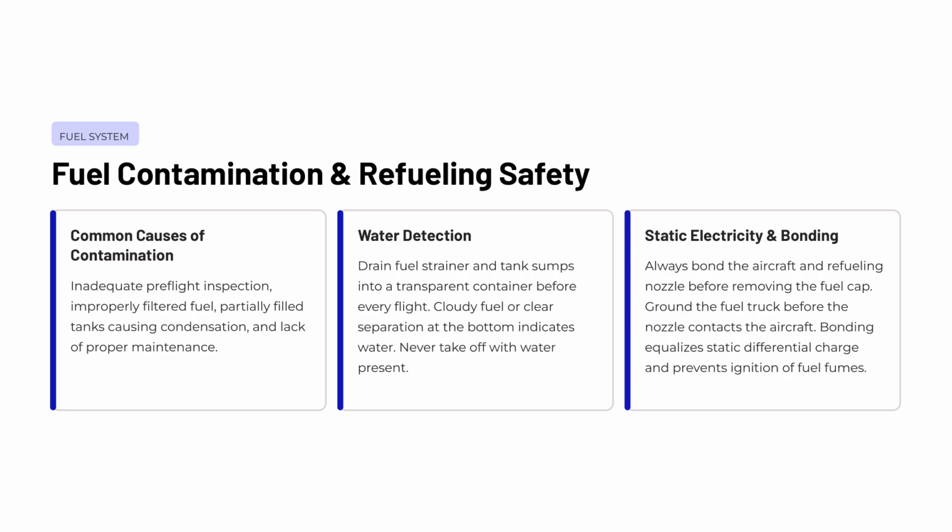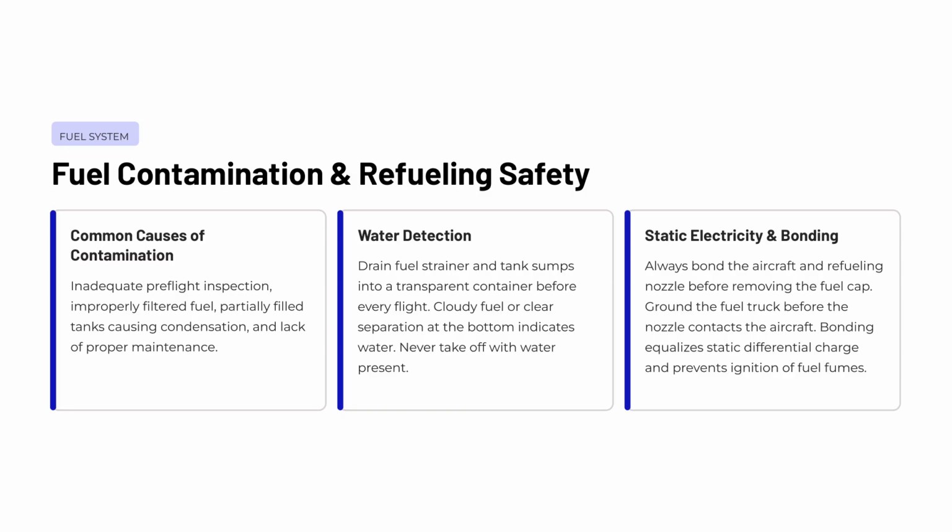Before every flight, you must drain the fuel strainer and each tank sump into a transparent container and carefully examine what comes out. If the fuel appears cloudy, or if you see a clear layer settled at the bottom of the container, that indicates water is present. Do not take off under any circumstances until the issue is resolved and clean fuel is confirmed.